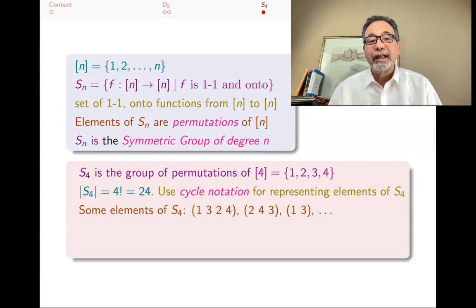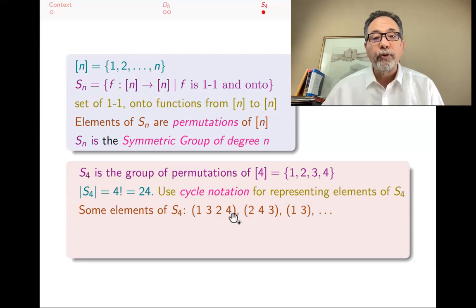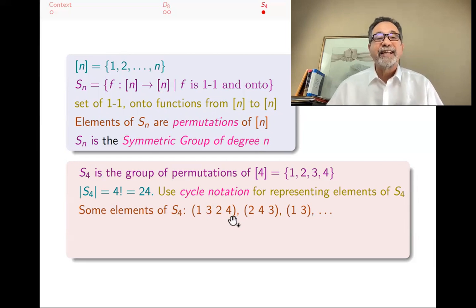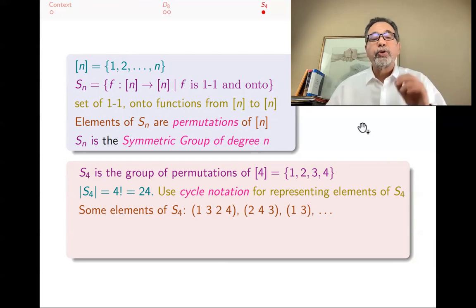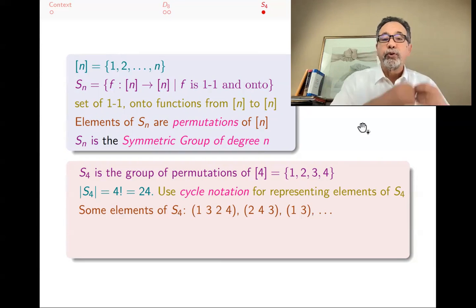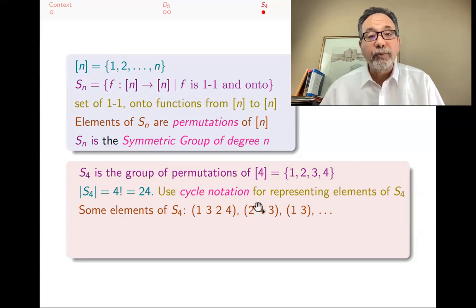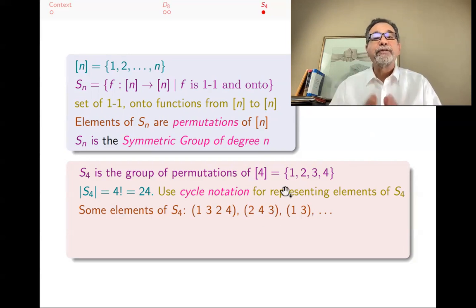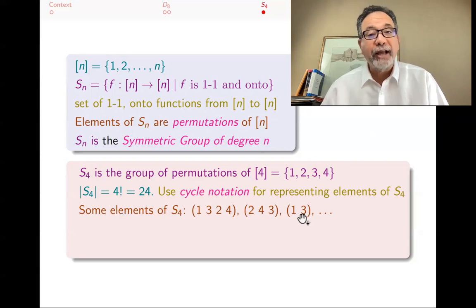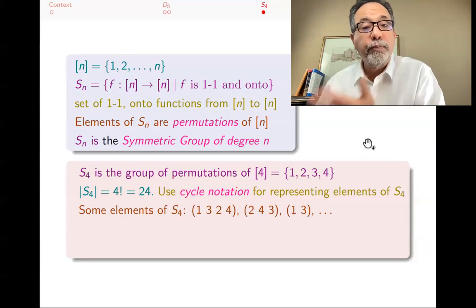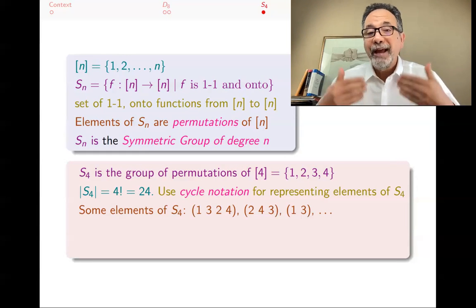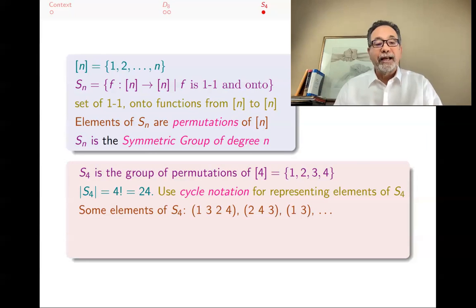For example, some elements of S4 are these guys. That first one, 1, 3, 2, 4, it's a 4 cycle. It's a cycle of length 4. 1 goes to 3, 3 goes to 2, 2 goes to 4, 4 goes to 1, and that's a one-to-one onto function or a permutation. This other one is a 3 cycle. It takes 2 to 4, 4 to 3, 3 to 2, and 1 is fixed. And this one is a 2 cycle or a transposition. Switch the place of 1 and 3, and 2 and 4 both stay put. I'm talking of them as permutations, but I'm using the cycle notation.